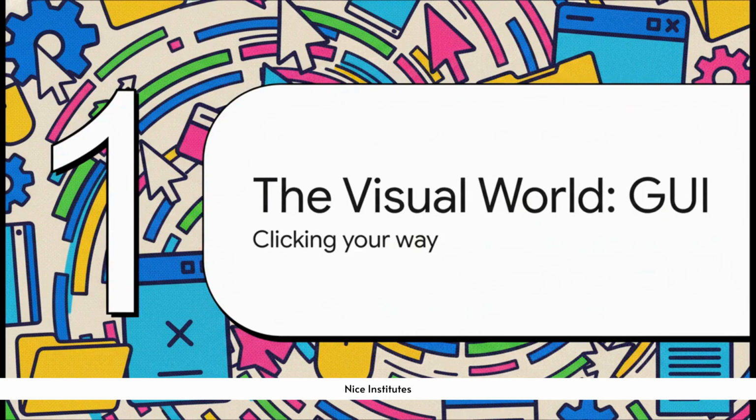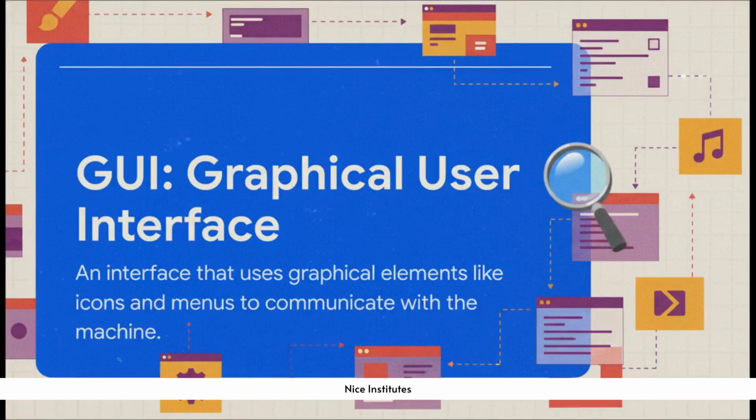All right, so let's start with the one that probably feels like home to most of you, the visual world of the GUI. This is where we click, drag, and drop our way through our digital lives. So what exactly is a GUI? Well, it stands for Graphical User Interface, and its entire job is to act as a visual translator between you and the computer. It takes your clicks on all those pretty icons and menus and turns them into instructions the machine can actually understand and execute.